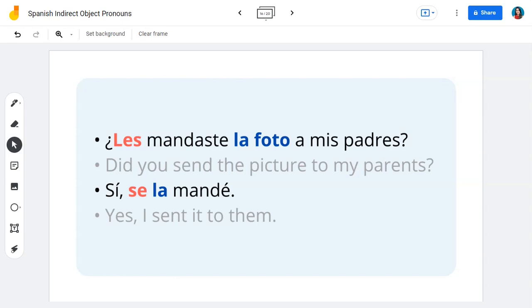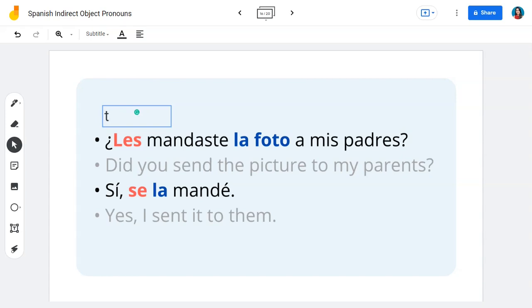Les mandaste la foto a mis padres. Okay, we have another tú right here, but it is implied. Tú les mandaste la foto a mis padres. How do I know that we had an implied tú here? It is because of the conjugation again. Yo mandé, tú mandaste, él mandó. Okay, so we have tú mandaste, right? Les, what is les? It means them.